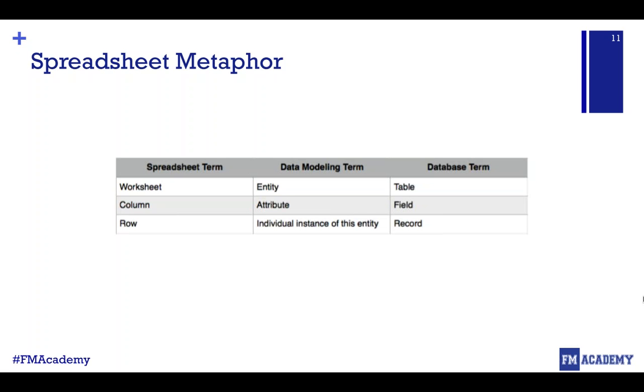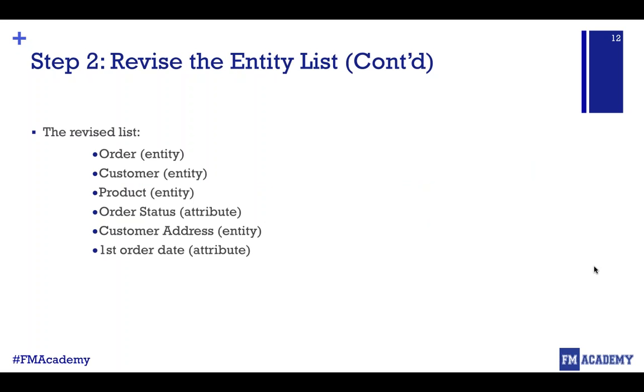So an entity being a table, an attribute being a field, and then an individual instance of an entity being a record. And I'll do my best to try not to intermingle the data modeling terms and the database terms, but sometimes they get mixed in speech. So I apologize for that in advance.